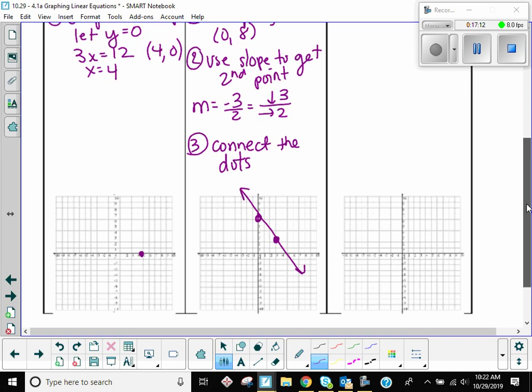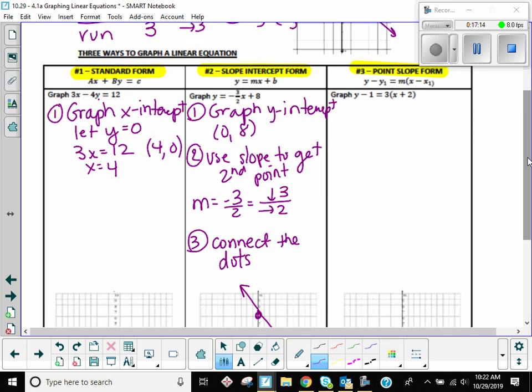Wait, why do we drop the y? Because we plugged in 0 for it. And so when you multiply it by 0, it's just gone. Why do you do that? To get a point. It's an easy and fast way of getting the x-intercept. Okay. Y will be negative 3, yeah.